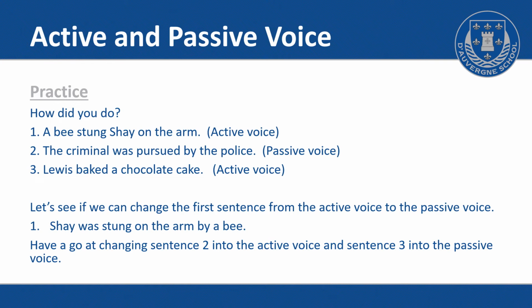Okay, let's now see if we can change the first sentence from the active voice to the passive voice. So instead of a bee stung Shay on the arm, we now make Shay the subject. Shay was stung on the arm by a bee. So again, we have the verb to be and the past form of sting. Stung, was stung on the arm by a bee. The action is being done to him.